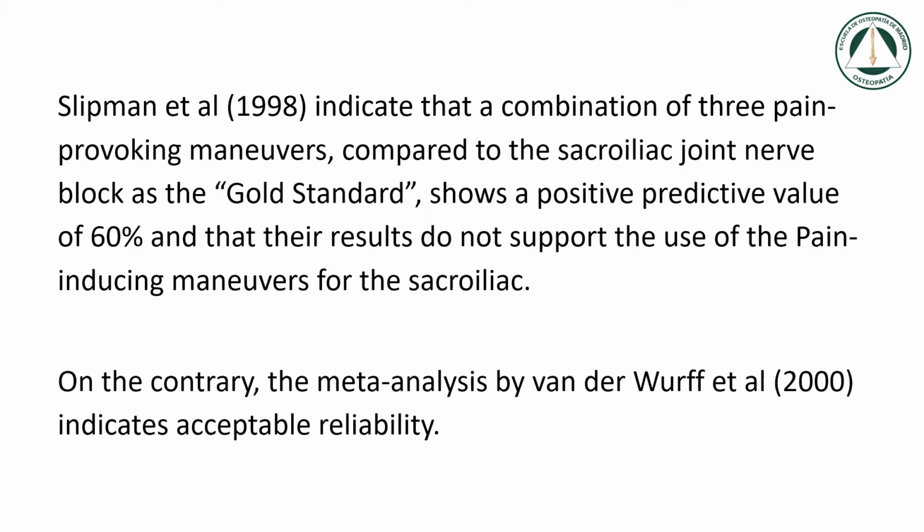Slipman et al., 1998, indicate that a combination of 3 pain-provoking maneuvers, compared to the sacroiliac joint nerve block as the gold standard, shows a positive predictive value of 60%, and that their results do not support the use of the pain-inducing maneuvers for the sacroiliac joint. On the contrary, the meta-analysis by van der Werf et al. 2000 indicates acceptable reliability.